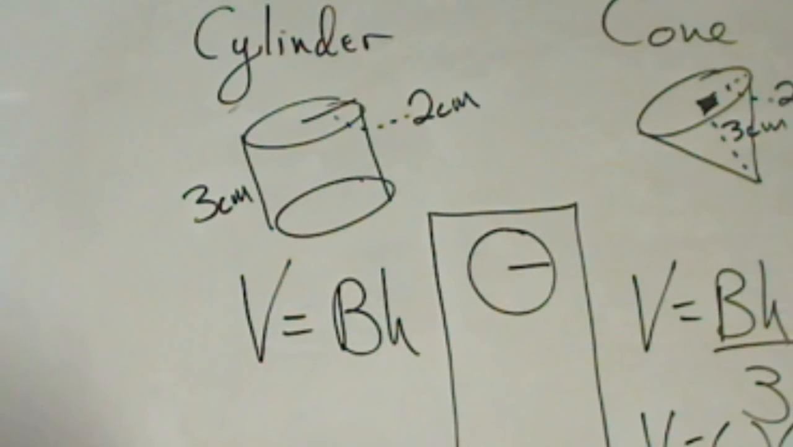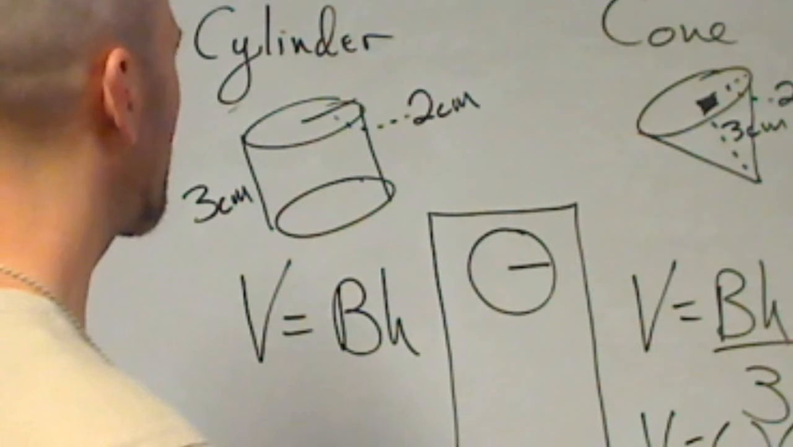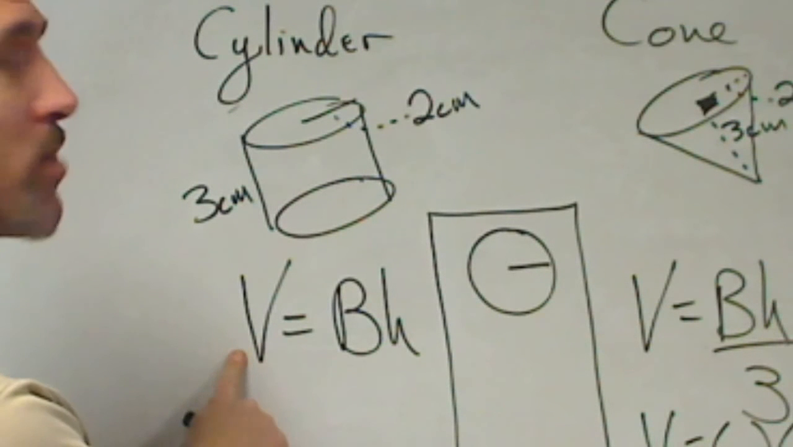What we're doing is finding volume of a cylinder and a cone. Volume is filling something up, filling the container up, regardless of what it is: water, some kind of fluid, sand, concrete, whatever it is. So when you're looking at the formula, this is the formula for finding the volume of a cylinder.